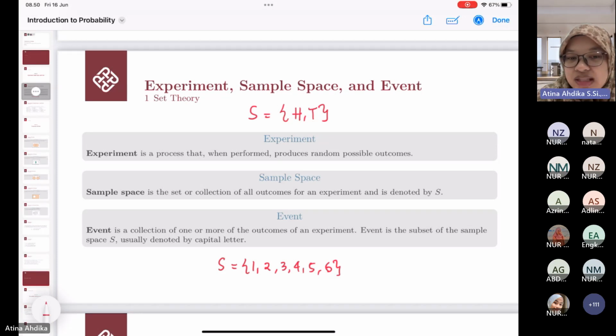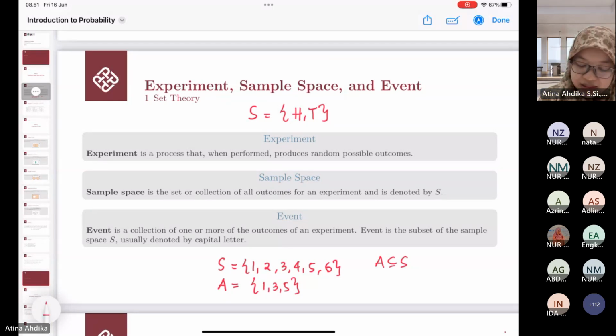So for tossing a die, imagine that I can define an event. Let's call it A, the event that the outcome of tossing a die is an even number. So we can write the outcomes of the event A as 1, 3, and 5, like that. So A will be a subset of S. Then A is called an event.